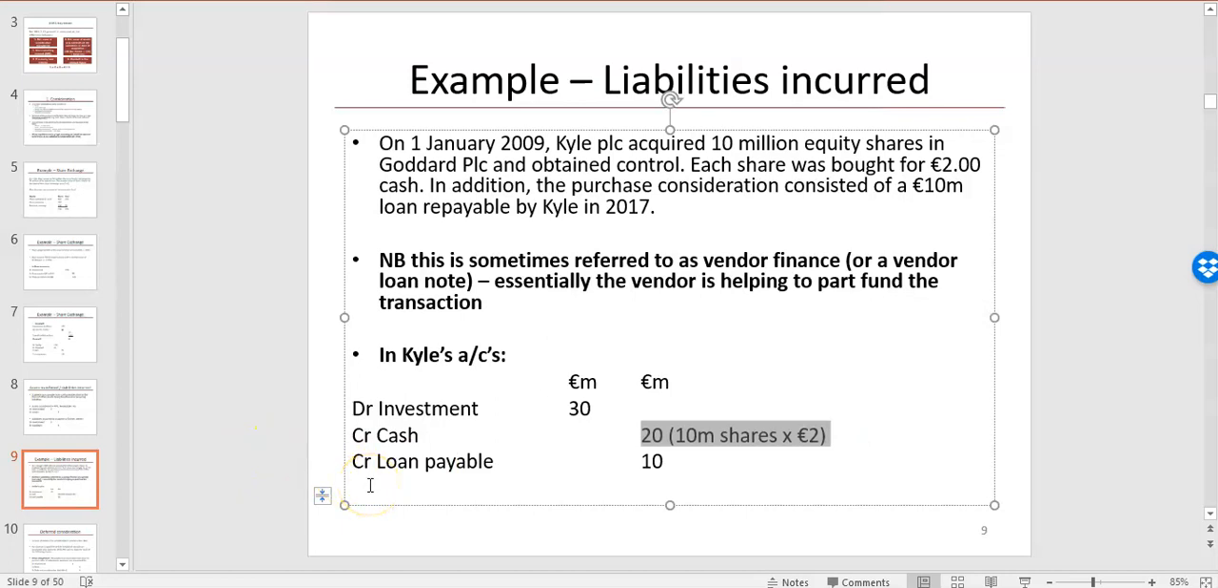And this loan is not actually from a bank, it's from the vendor. The purchase consideration loan is repayable by Kyle. So it's a vendor finance. The vendor, i.e. the seller, is helping the transaction to go through.